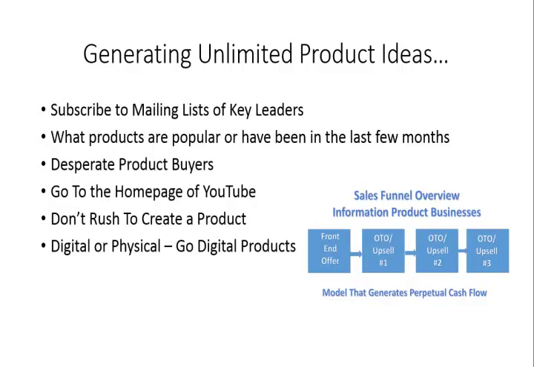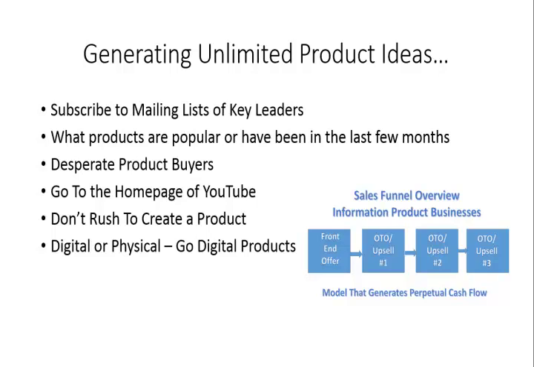So in continuing our discussion on generating unlimited product ideas, one of the things you can do is subscribe to mailing lists for key leaders. You want to start thinking about, and we talked about this at the beginning, what products are or have been popular over the last few months. You're looking for the kind of products that basically identify desperate buyers. These are people who need a problem solved, and they buy product after product until they get the answer.